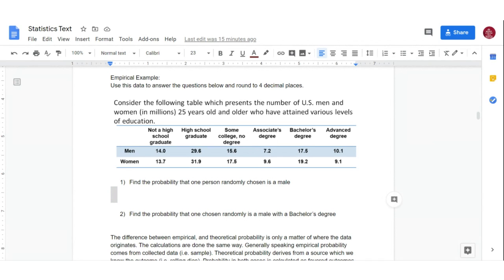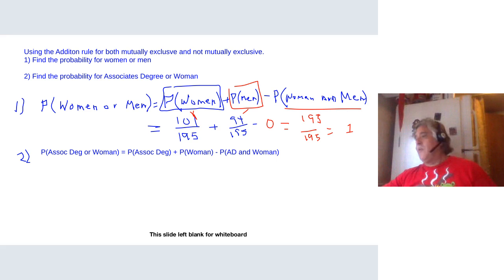So that's 16.8. All right, so now let's just go back over. We've got everything we need now, because we already did part of the problem in the previous one. So here, this is 16.8 over 195. And then the probability of woman is 101.